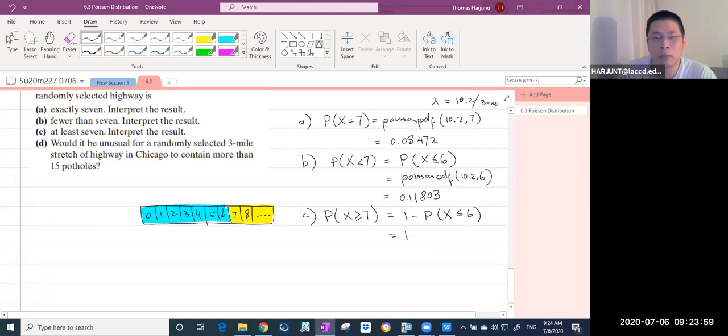And this is 1 minus Poisson CDF, 10.2 and 6. That's the result we got from part B. So I just copy the answer from part B, 1 minus that. So I get 0.88197.